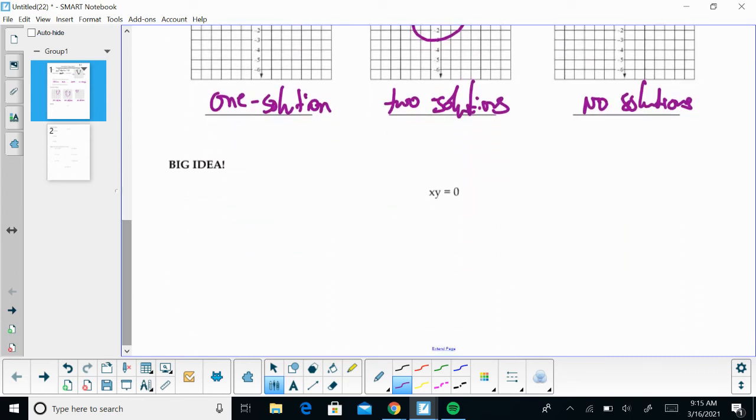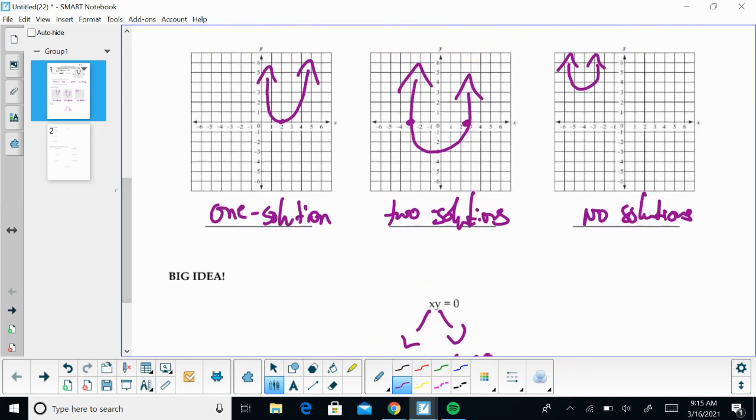Basically, the big idea here is that if I multiply x and y together, either x has to equal 0 or y has to equal 0 in order for this to be true. And that's how I'm going to use this principle to find these zeros or these solutions.